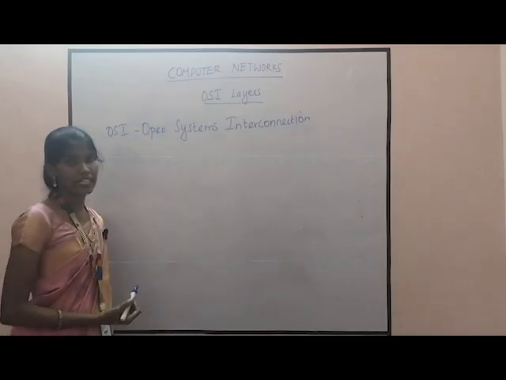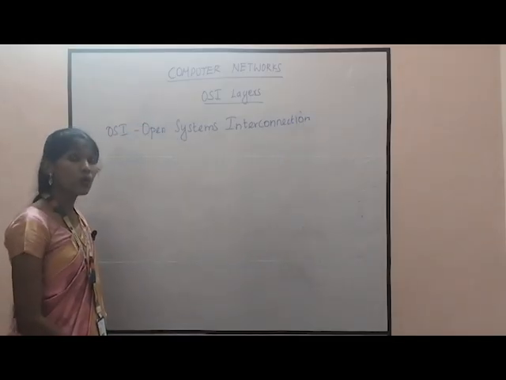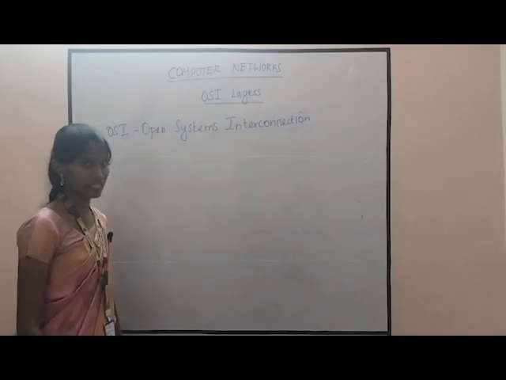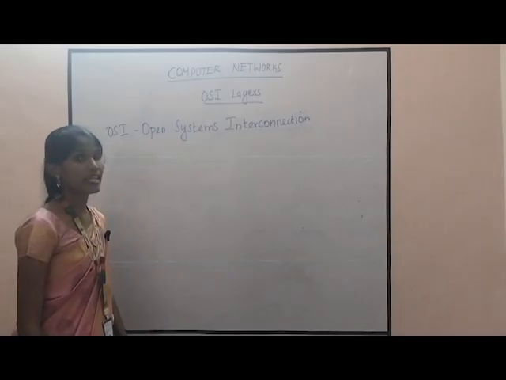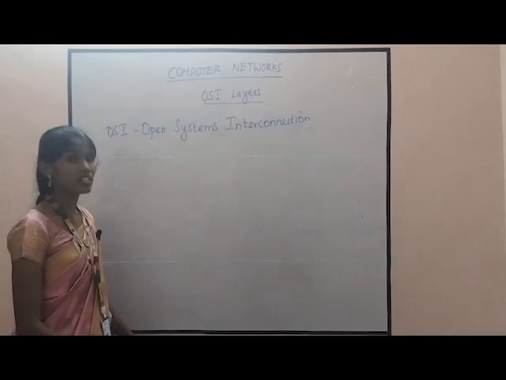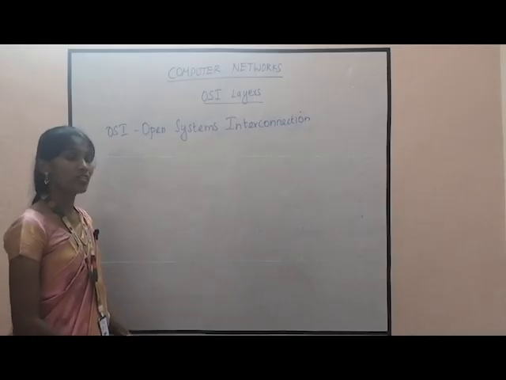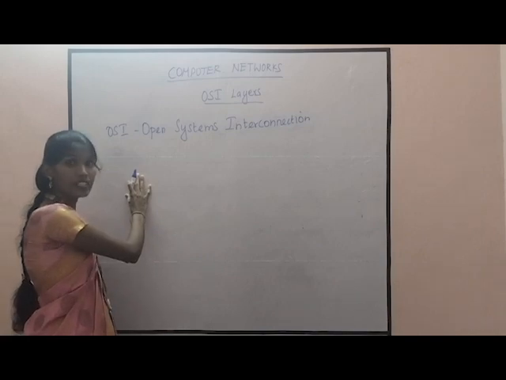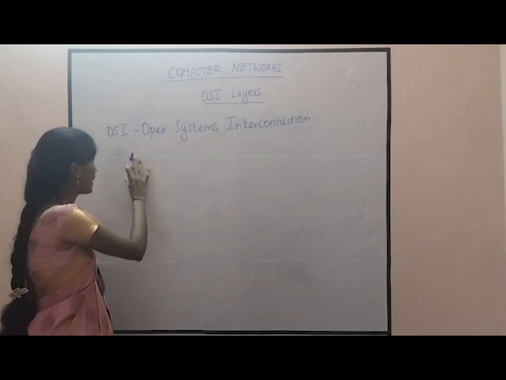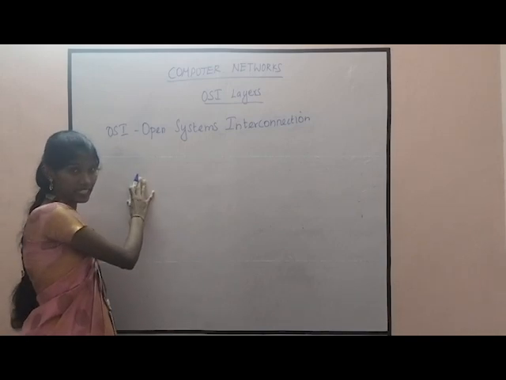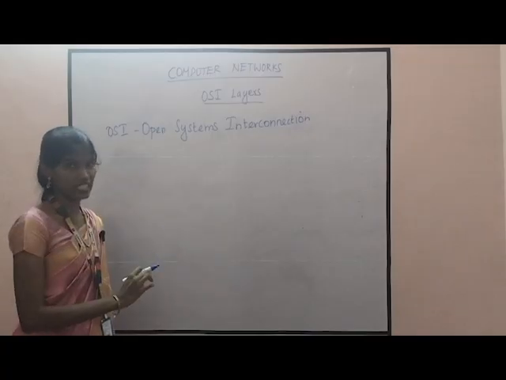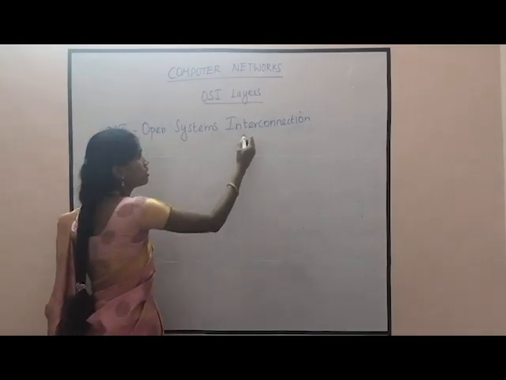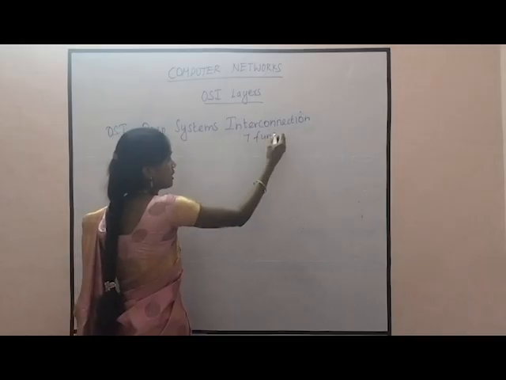Open Systems Interconnection. That is, how to interconnect different systems through different layers and how we can make communication smoother from sender to receiver. This OSI layer is approved by ISO. And this OSI model consists of 7 functional layers.